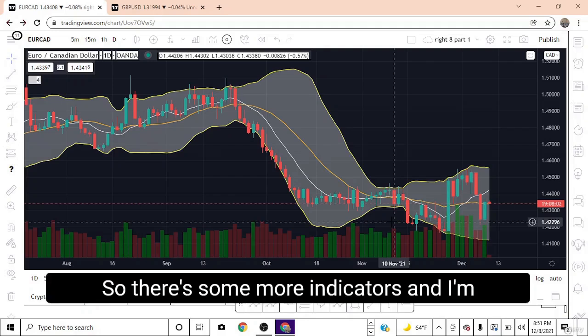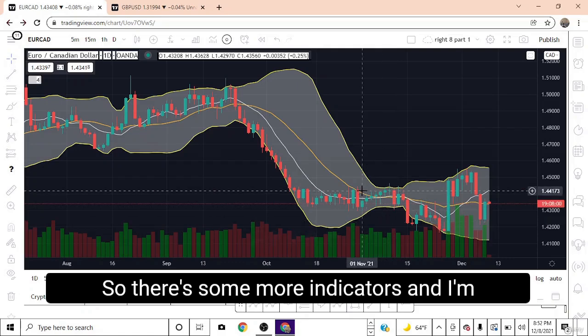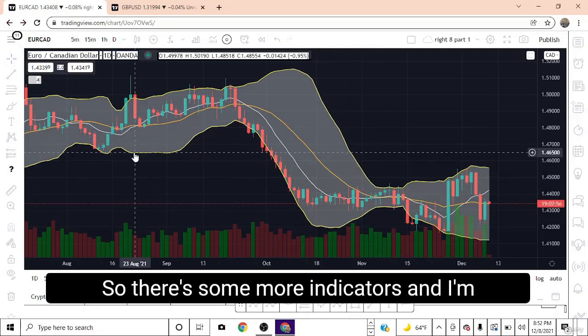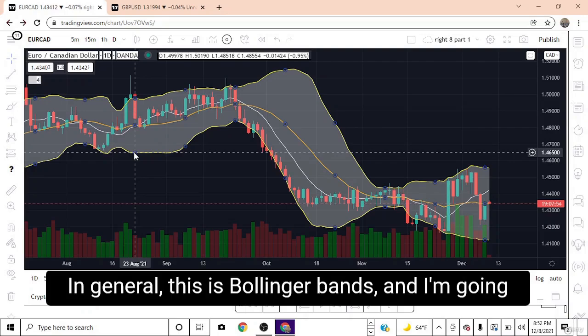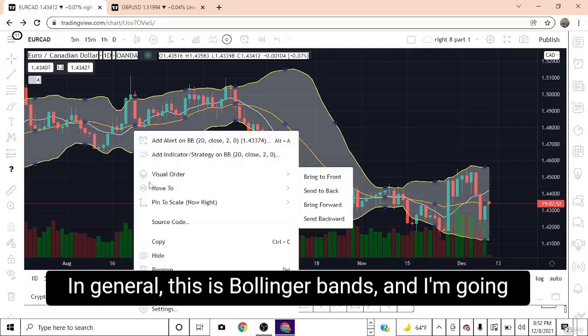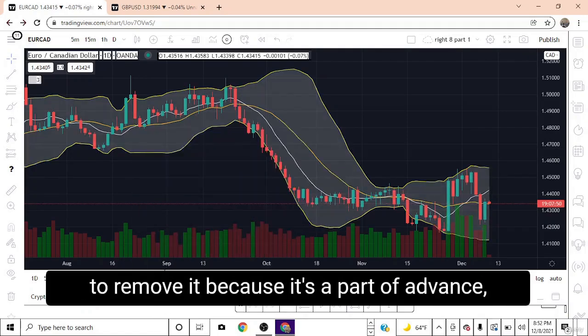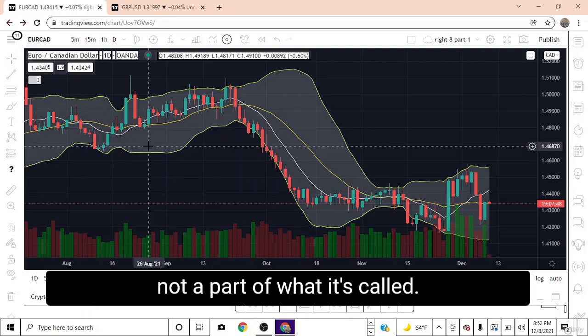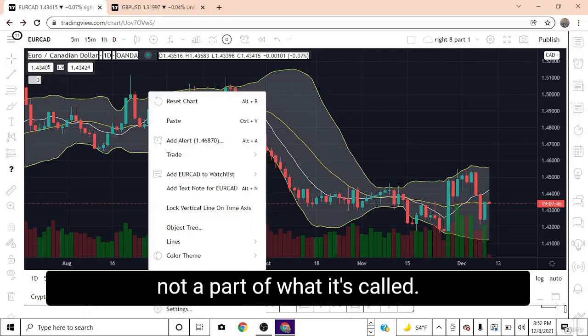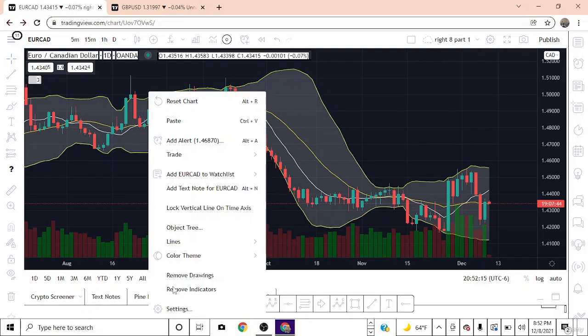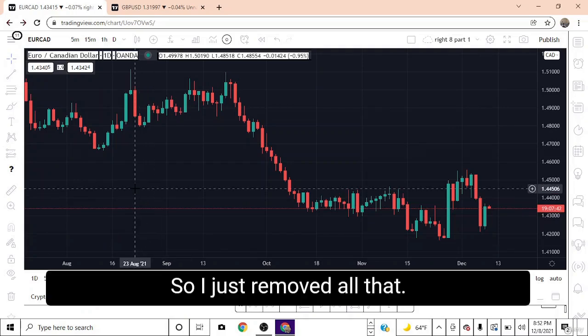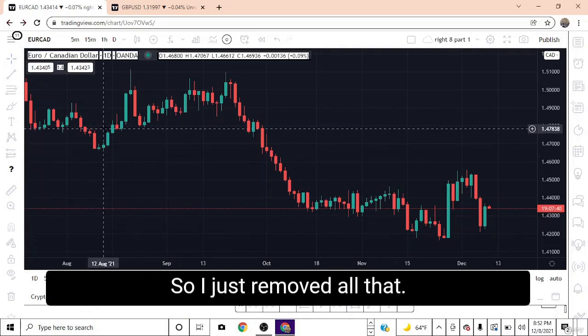So there's some more movement. There's some more what is called indicators, and I'm gonna get rid of this one in general. This is Bollinger Bands, and I'm gonna remove it because it's a part of advanced, not a part of what is called... yeah. So I just removed all that.